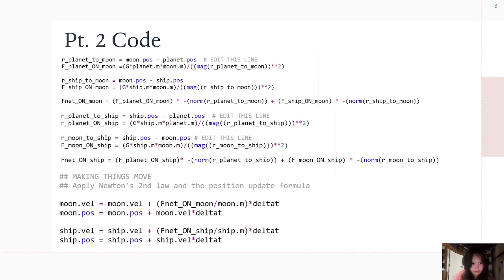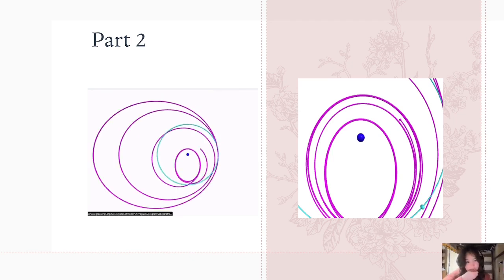Part 2 of the code pretty much relied on a lot of known values. To calculate the radii of each of those, we just used those known positions and found their differences. For the F net of each of those interactions, we used the gravitational force equation. And then we applied Newton's second law using the velocity update and position update formulas to calculate their specific trajectories. This is the code that was reflected through that. And you can see on the right-hand side, the navy blue is the planet, the cyan is the moon, and the magenta is the spaceship. At no point do they actually end up crashing and ending the code.